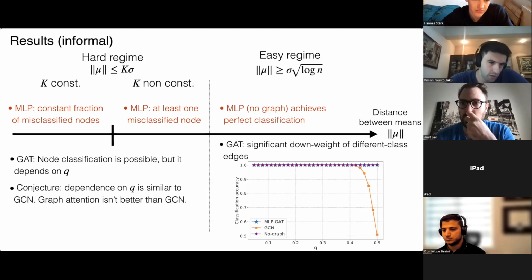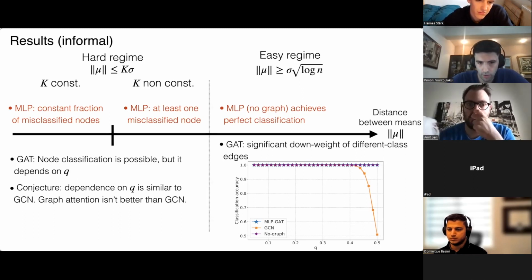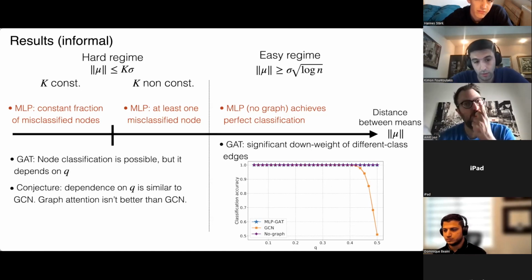So although we know that node classification for GAT is now going to depend on Q, we don't know exactly how it's going to depend on Q. And my prediction is that it's going to depend on Q in the same way that GCN depends on Q. And for that, we have this graph convolution paper at ICML where we know exactly how GCN depends on Q.